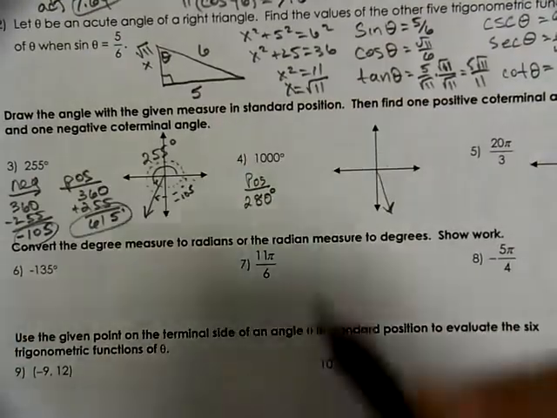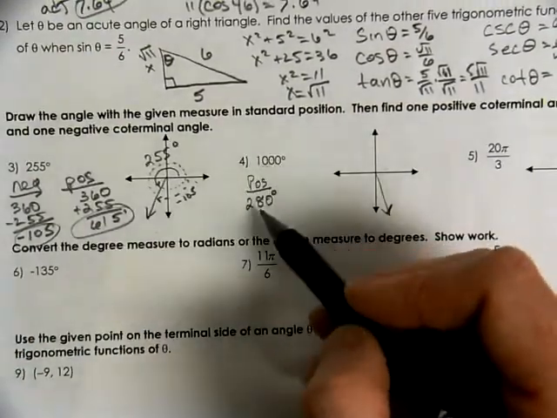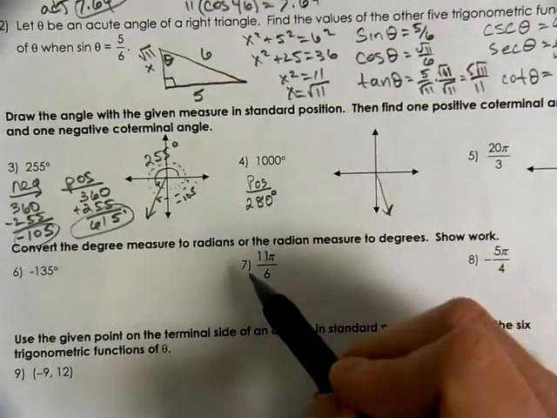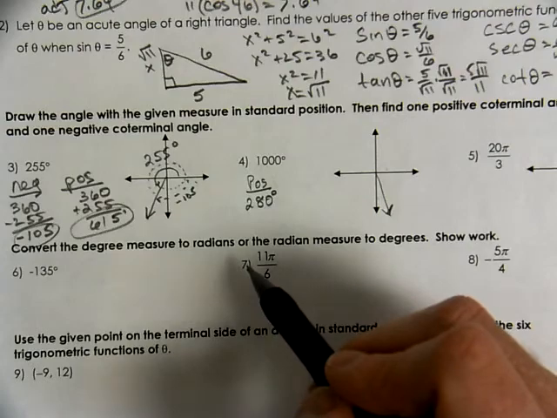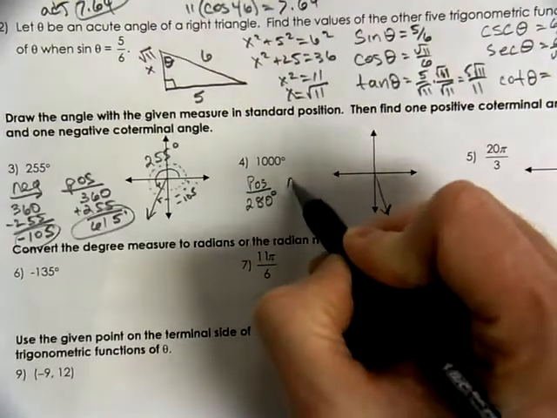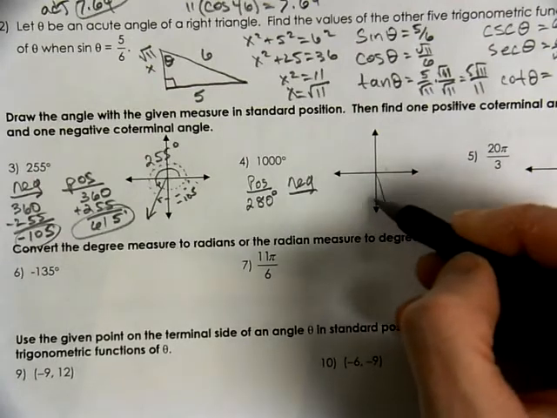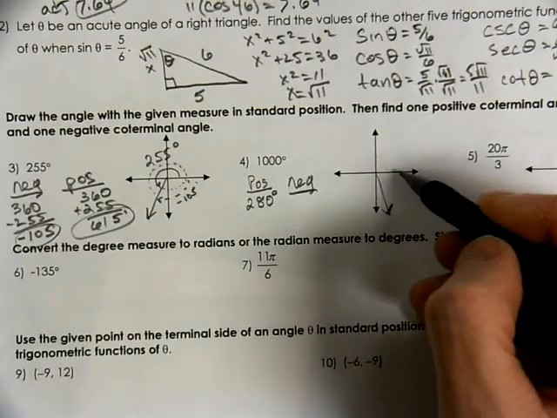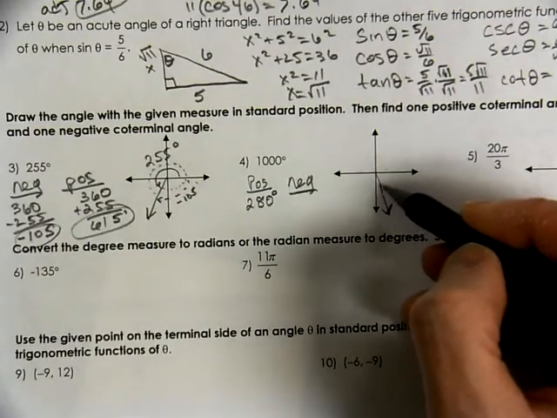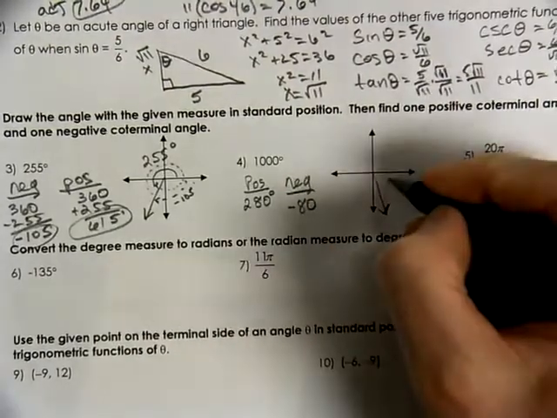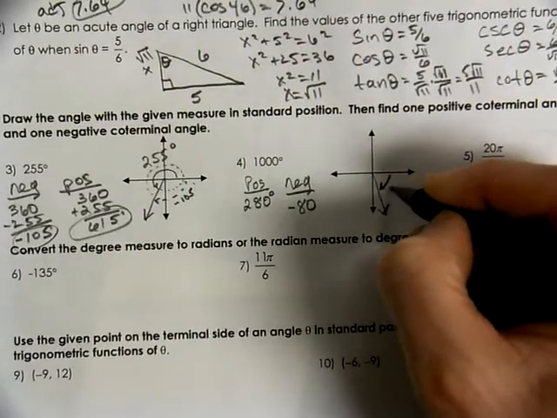You could also get that by subtracting 360 several times from 1,000. Will get you down to 280. The negative coterminal is what would be left. So if this was 90 originally, and it's 10 degrees past, so this is 80. So negative 80 would be this angle in here.